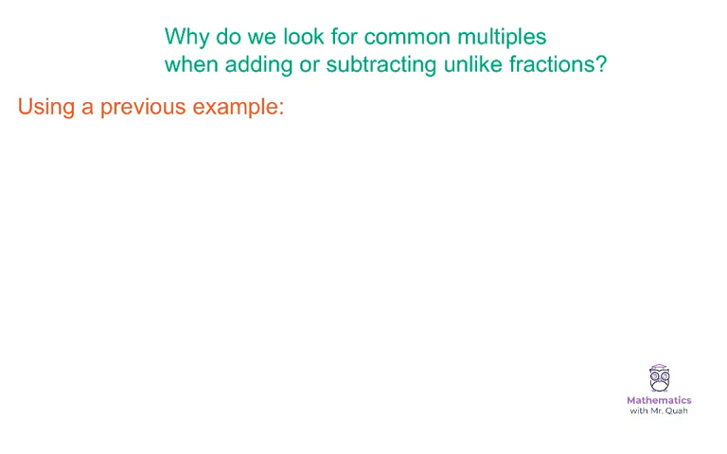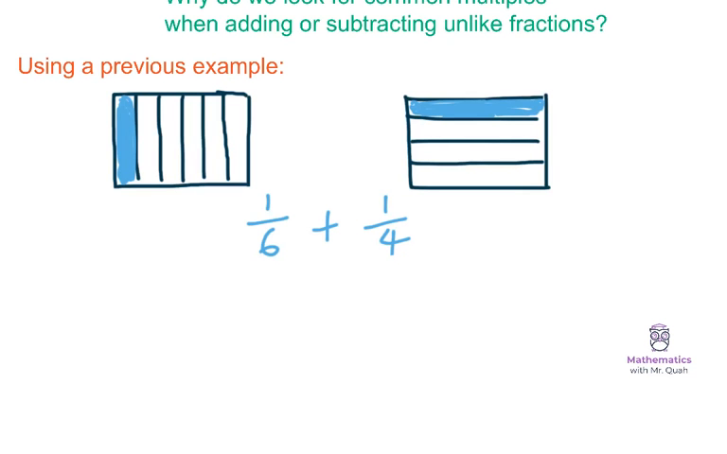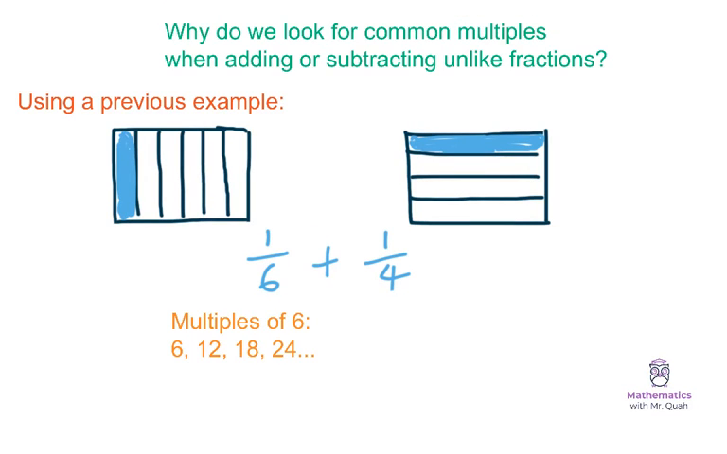So we're going to look at a previous example in that clip of adding and subtracting unlike fractions. The example was 1/6 plus 1/4. What we did is we found the multiples of 6 and the multiples of 4 and looked for the lowest common multiple, and that was 12. Now, why are we doing this? Well, let's explain what these multiples actually mean.